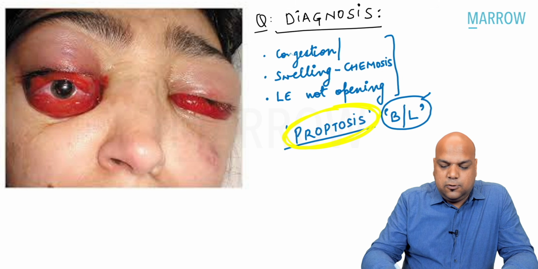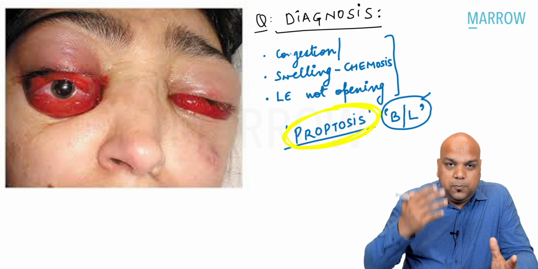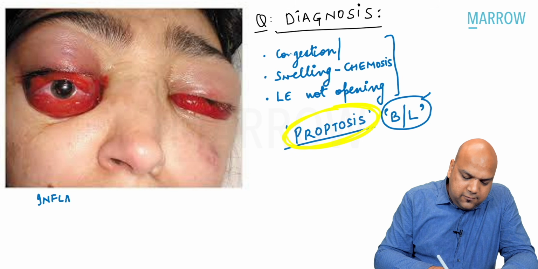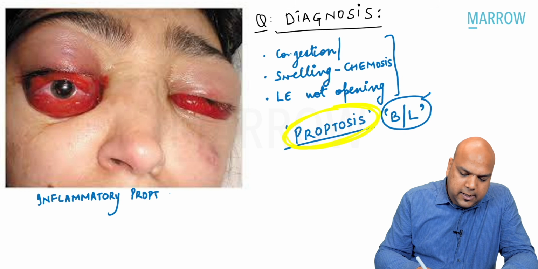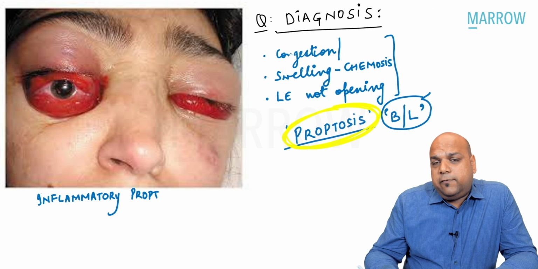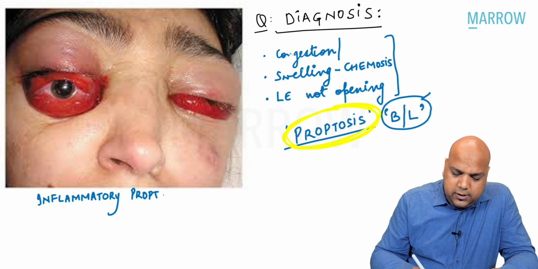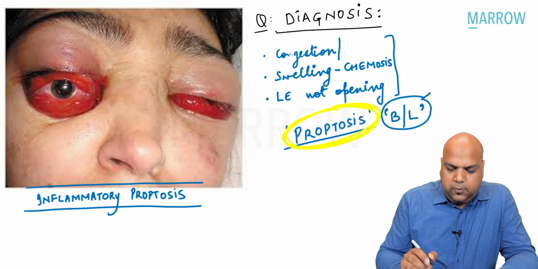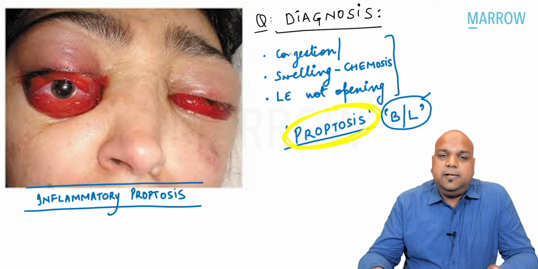So basically, we are discussing a case of proptosis. But based on congestion, chemosis, left eye not opening, swelling, all that, we are discussing inflammatory causes of proptosis. See, there can be vascular causes of proptosis like carotid cavernous fistula or orbital varices. We are not discussing them, right? We are discussing inflammatory causes of proptosis. You understand how to proceed in such a question?